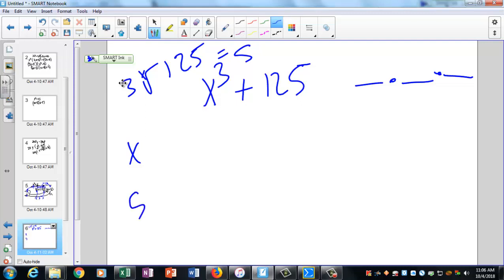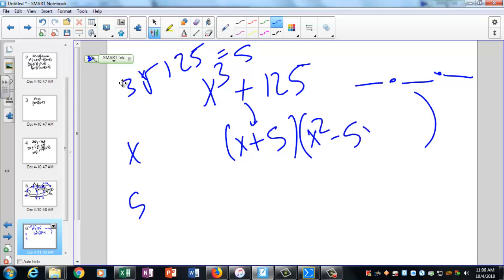So it's x and 5. What is this first set? x plus 5. It's got to be the same sign. And then what's the next set? x squared minus 5x plus 25. Okay. Any questions on that?